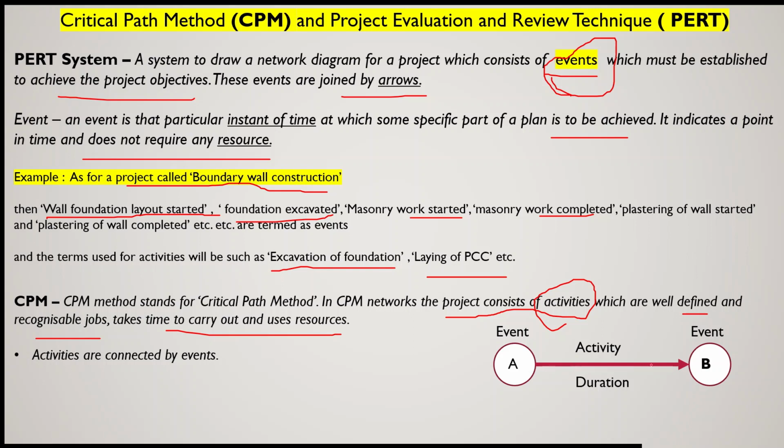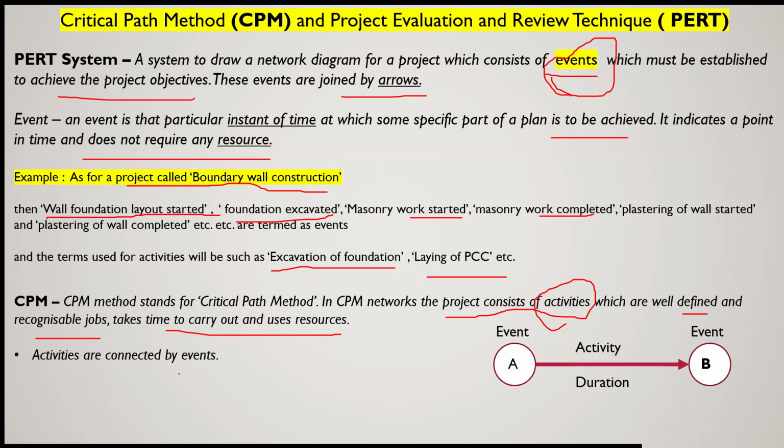And the process excavation is an activity. So activities are connected by events, and this is the way of presentation, that means how we will represent an activity by an arrow and an event by a circle or a square type of shape. Below this arrow which is showing an activity, the duration can be written. That means if we write here 5 days, this activity will take 5 days from the start of the activity to the completion of the activity.